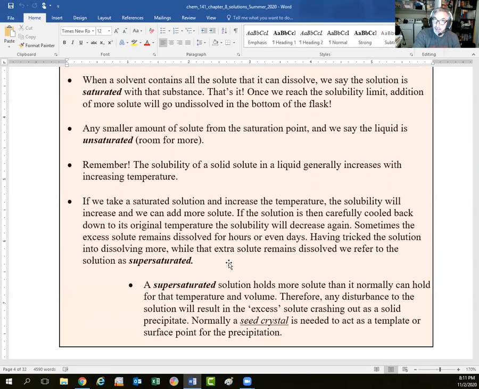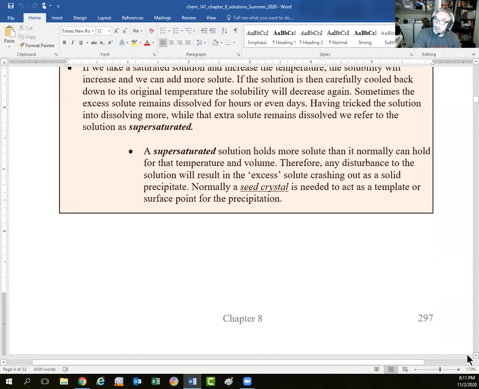But remember, you have to trick it by raising the temperature and then carefully lowering the temperature. And even then, it's only going to work for a short period of time, maybe a couple of hours or maybe a couple of days, depending on the conditions. Now, if you want the extra to come out immediately, you could use a seed crystal of the same compound to act as a template for the rest to come back out on top of, or you could scratch the inside surface of the glass container. That jagged scratch surface again acts as a template, which causes the extra to crash back out of solution.